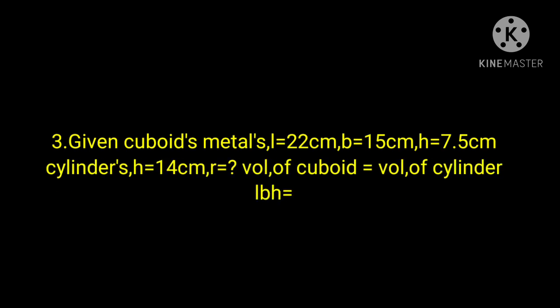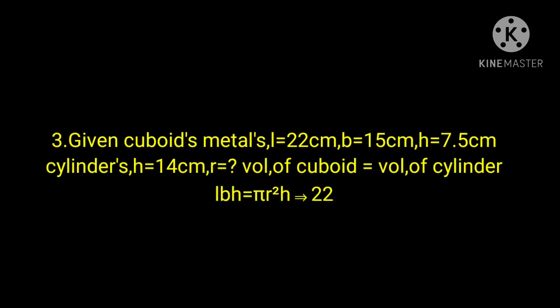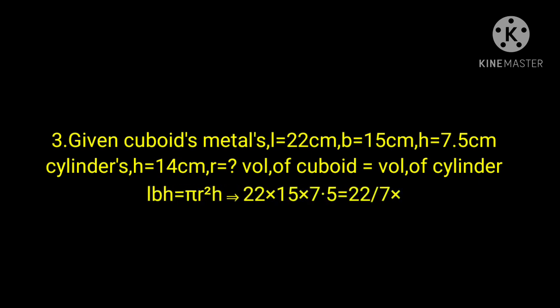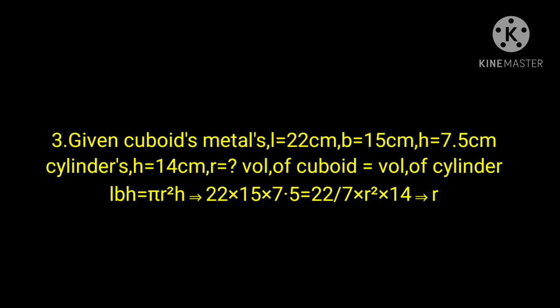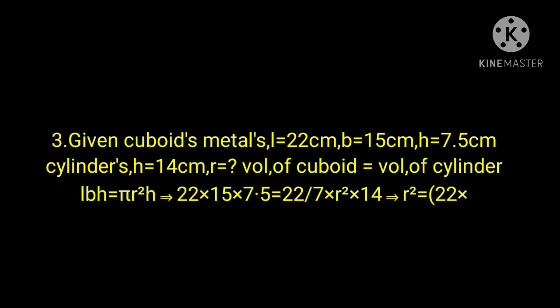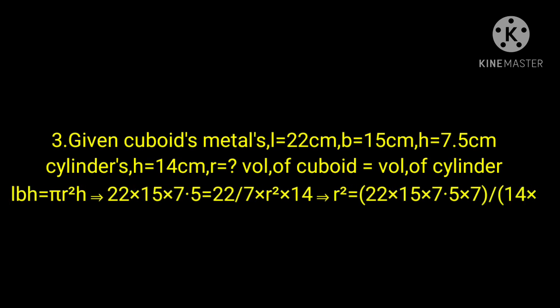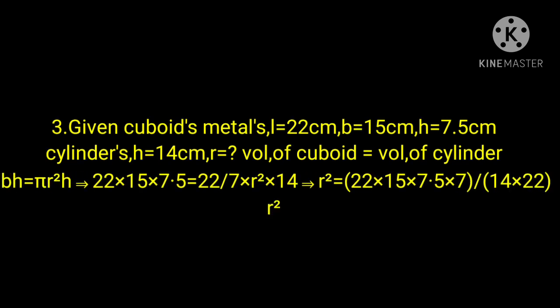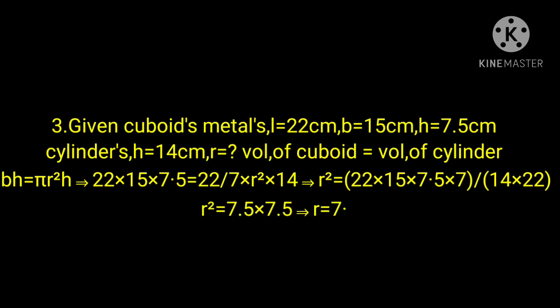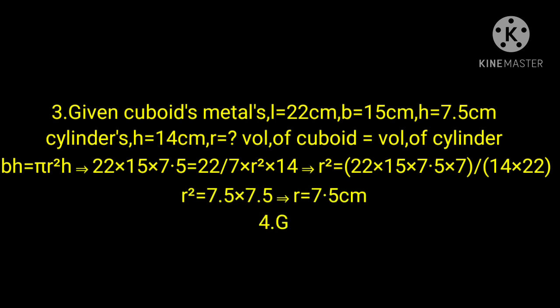So in such cases, volume of cuboid is equal to volume of cylinder. What is the volume of cuboid? LBH, and volume of cylinder is pi r square h, which implies 22 into 15 into 7.5 is equal to 22 by 7 into r square into 14, which implies r square is equal to 22 into 15 into 7.5 into 7 by 14 into 22. R square is equal to 7.5 into 7.5, which implies r is equal to 7.5 centimeters. That is the radius.